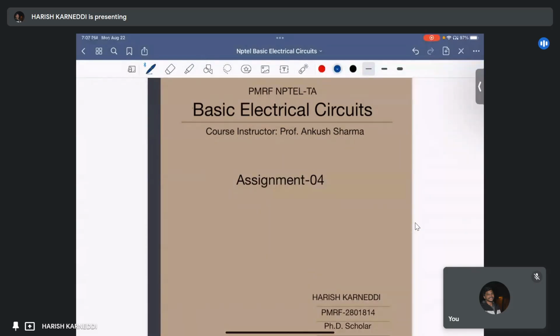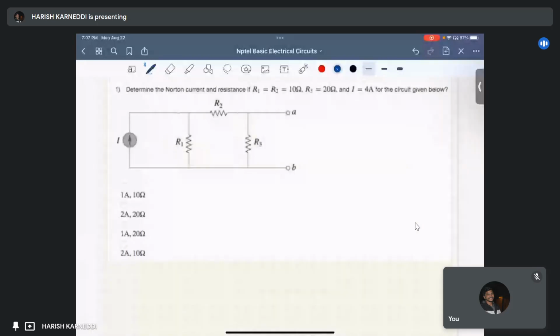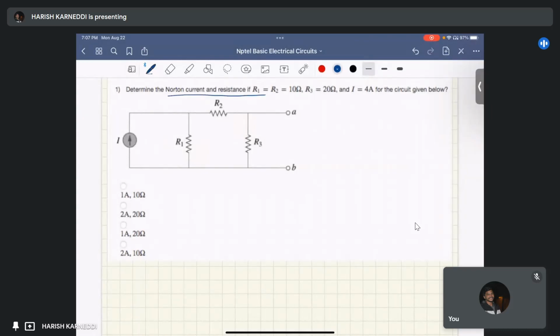Today we are going to discuss the previous assignment 4. The first question of assignment 4 is: determine the Norton current and resistance if R1 and R2 equal 10 ohm, R3 equal 20 ohm, and I equal to 4 amps.